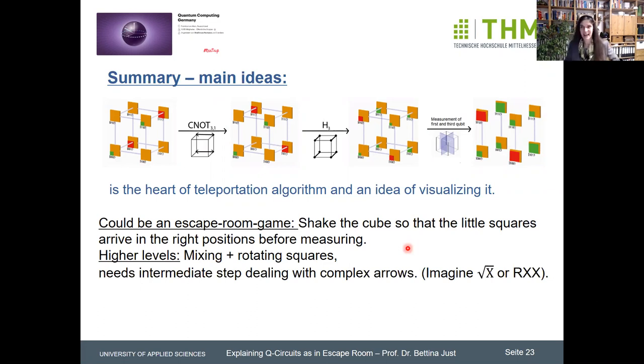Higher levels of the game would be mixing, Hadamard is mixing squares, and rotating squares, and also mixing rotated squares, which is a little more sophisticated. It's a complex addition. One has to go an intermediate step on the arrows in that case, and on the higher levels. Imagine square root of x gate or Ising coupling gate Rxx. This is for the more advanced ones.